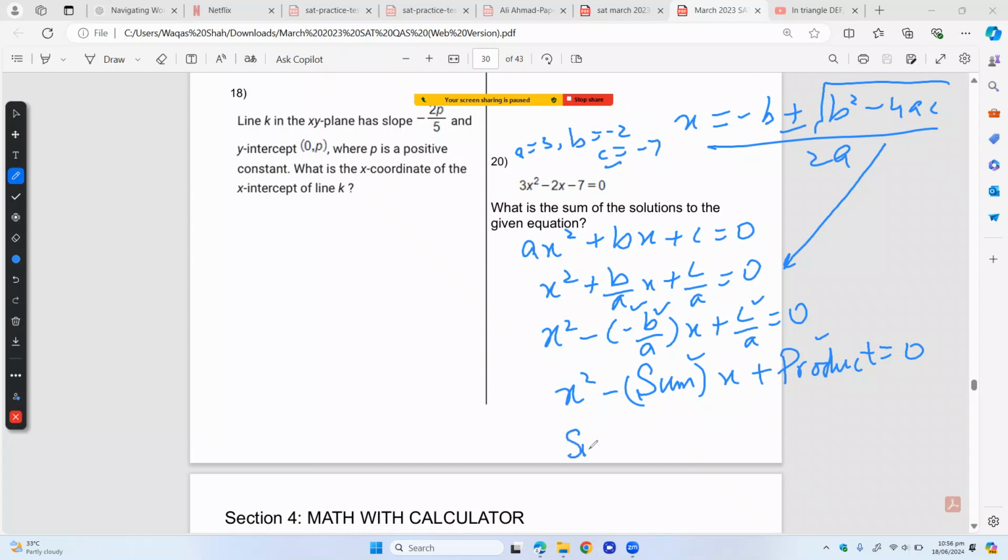So the sum of the solutions is equal to minus b by a. So minus, and b is what? Sorry, b is minus 2, so minus of minus 2, and a is 3, so it will be 2 by 3. So this is the answer for the sum of the solutions of this quadratic equation.